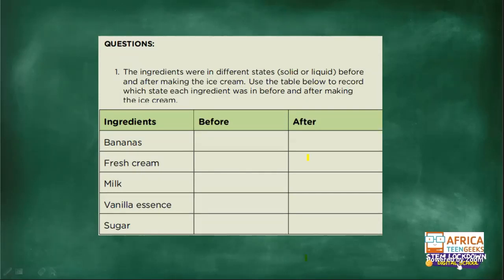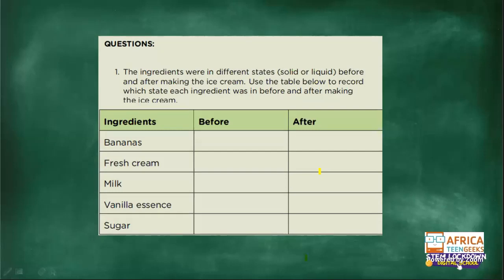Liquid. Good. Great. You are right. Cream is a liquid. Milk, is it a solid or a liquid? Liquid. Fantastic. Smarties. Vanilla essence, solid or liquid? It's a liquid that smells really, really nice. Sugar. Is sugar a solid or a liquid? Solid, solid. Good. Okay, so you guys really understand the difference between solid and liquid.